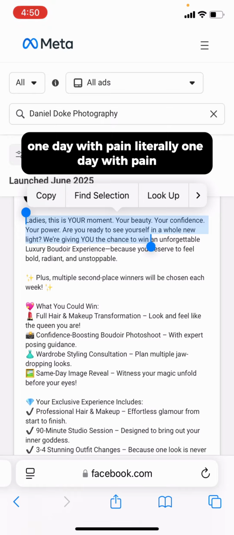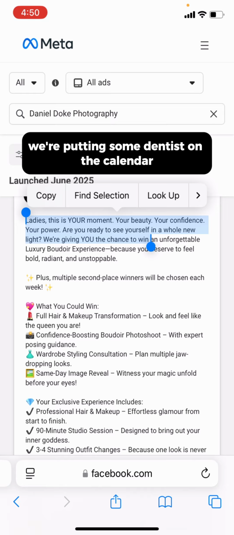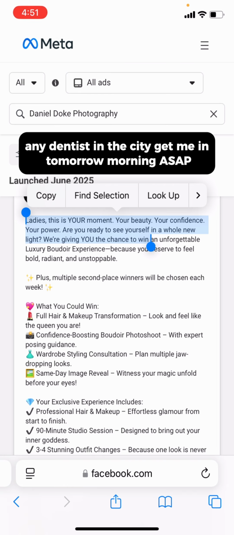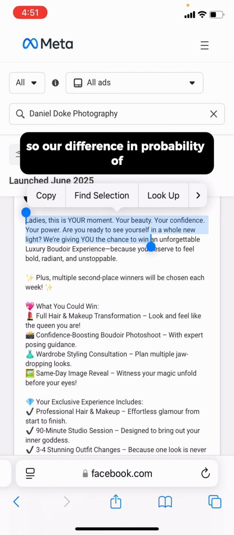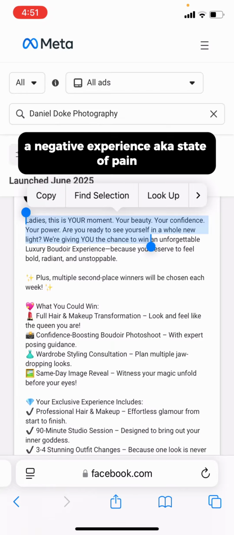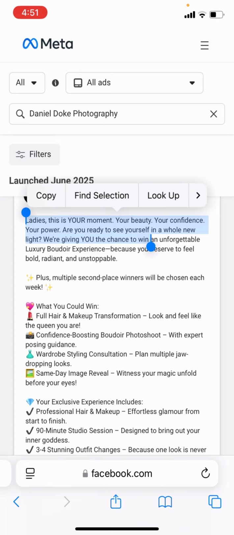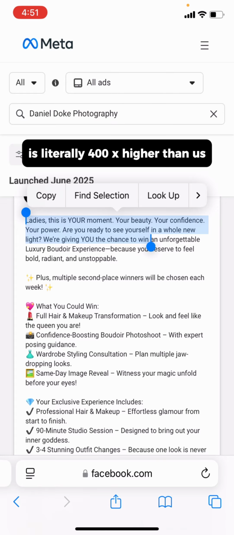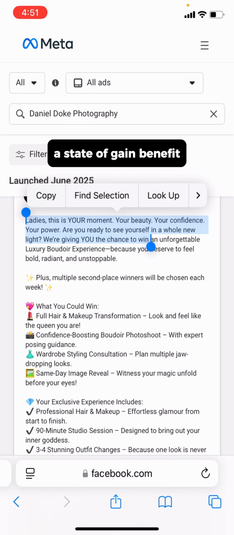But dude, one day with pain, literally one day with pain, we take massive action. We're putting some dentist on the calendar, any dentist in the city, get me in tomorrow morning, ASAP. I got to get this thing solved. So our difference in probability of moving from a negative experience, aka state of pain, to neutral, normal, no pain state is literally 400x higher than us moving from a neutral, normal, no pain state to a state of gain, benefit, pleasure, positive.